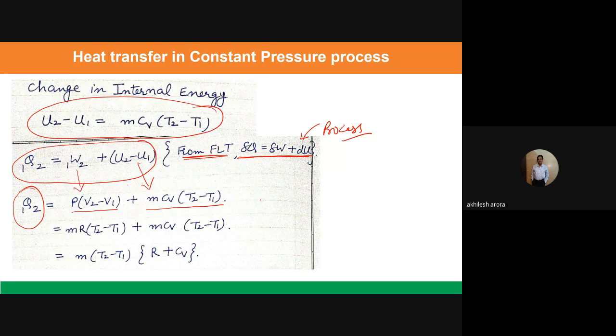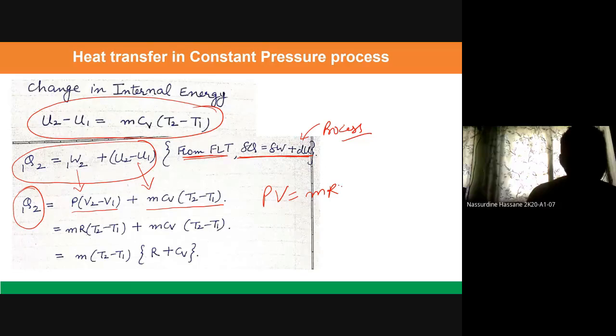Teacher, why did we not put Cp? We are in constant pressure. We put mCV. Why?